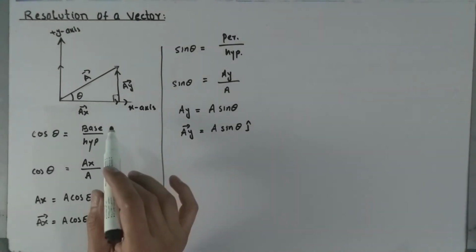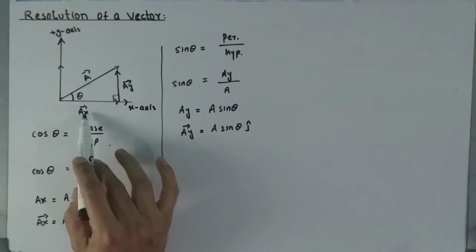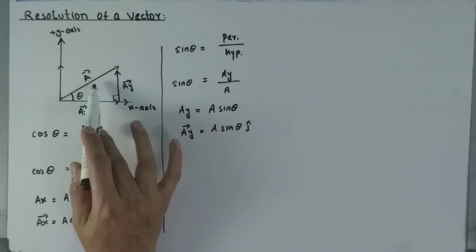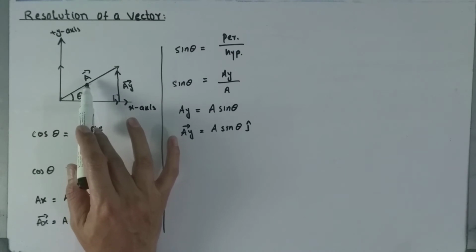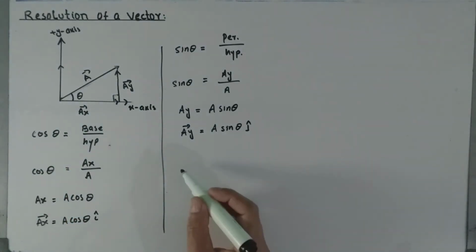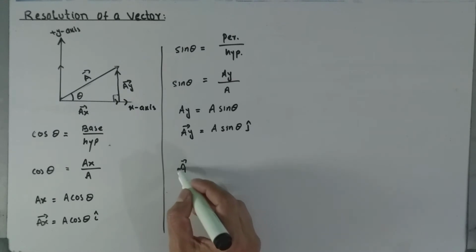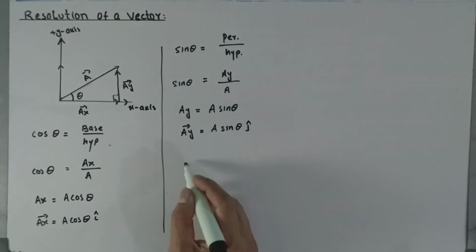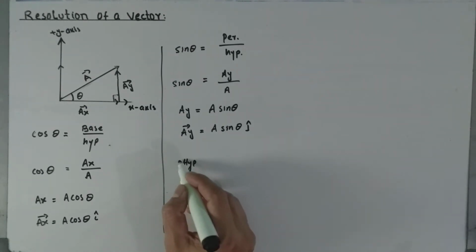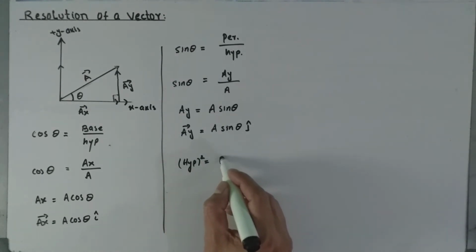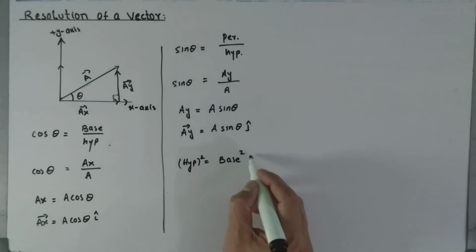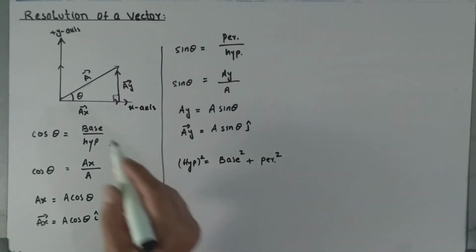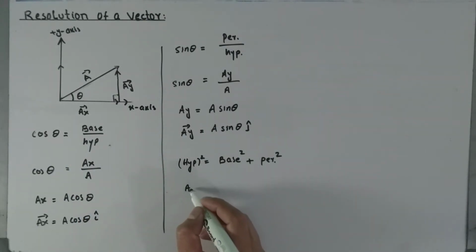Now we know that this is a right angle triangle. Ax is the base, Ay is the perpendicular, A is the hypotenuse. So to find out the value of the vector A, we can use the Pythagoras theorem here. The Pythagoras theorem is this one: hypotenuse square is equal to base square plus perpendicular square. Hypotenuse is A, and we will put the magnitude of this one.